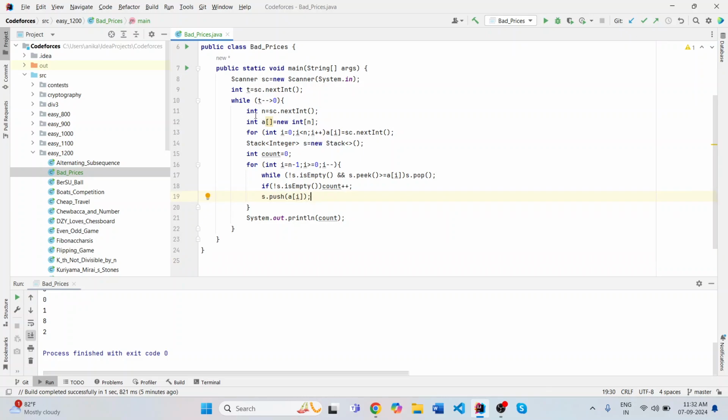We have taken t test cases, the number of inputs n, and an array a of size n. We've taken all the n numbers as input. We have created a stack. Now this is our counter variable. We are moving from last to first.